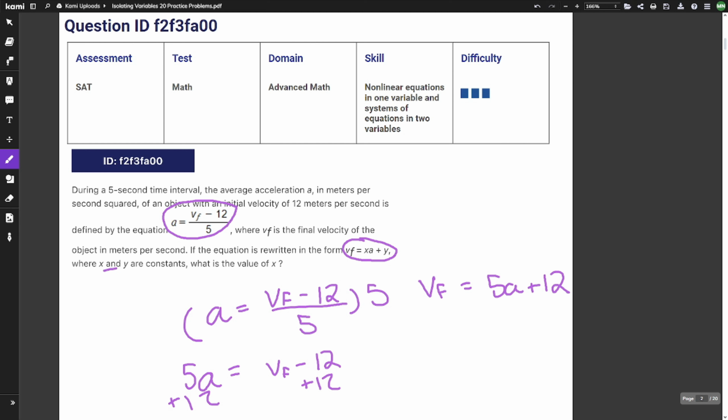Now, we know that x and y are constants and they want the value of x. So here the value of x is going to be the number before a, and the number before a is 5. So our answer is 5.